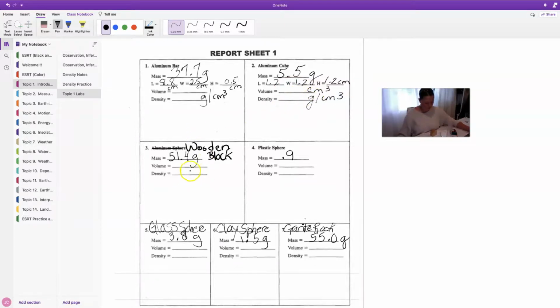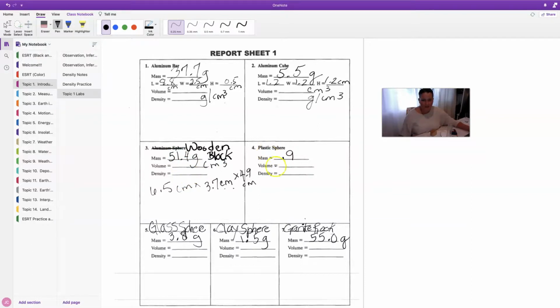Okay, wooden block. We had a length, a width, and height. Again, I'll write it down here. Your length was 6.5 centimeters. Your width was 3.7 centimeters. And your height was 4.9 centimeters. So I'll squeeze that over here, 4.9 centimeters. Again, you multiply 1, 2, 3 out, and that will give you your volume in centimeters cubed. And then you just do mass divided by volume to get your density.